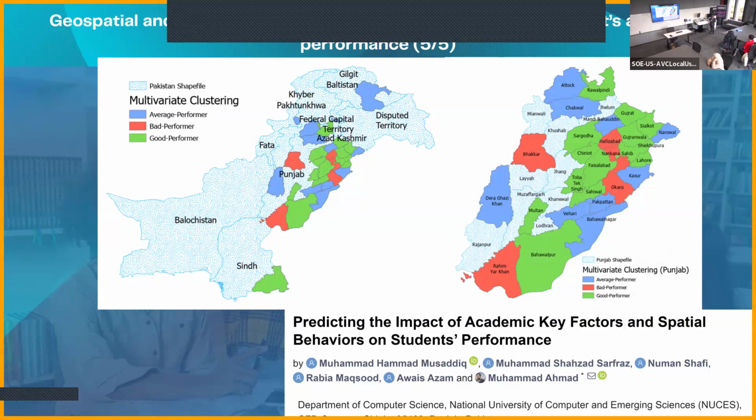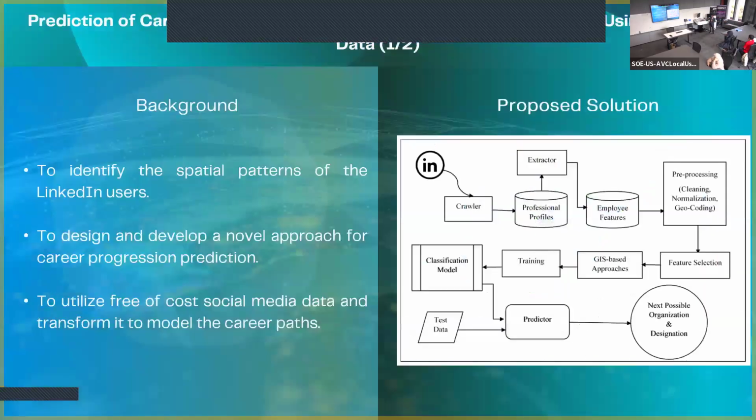And this study was also published in a reputed impact factor journal.